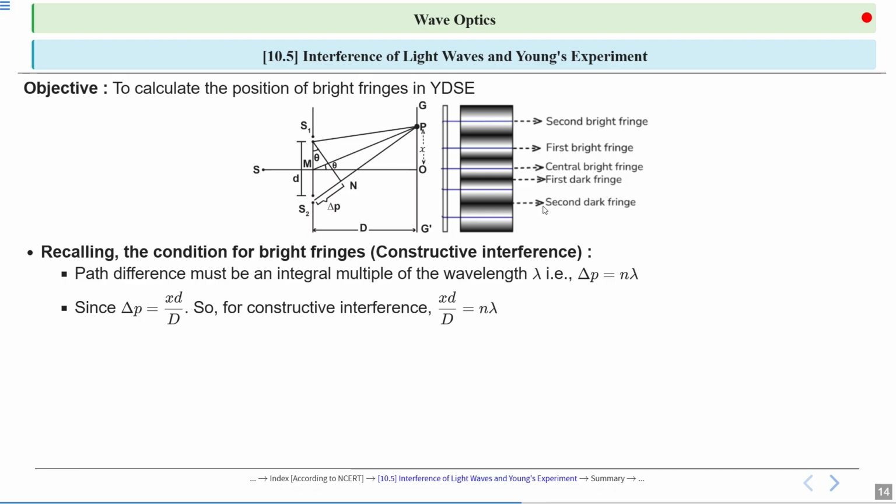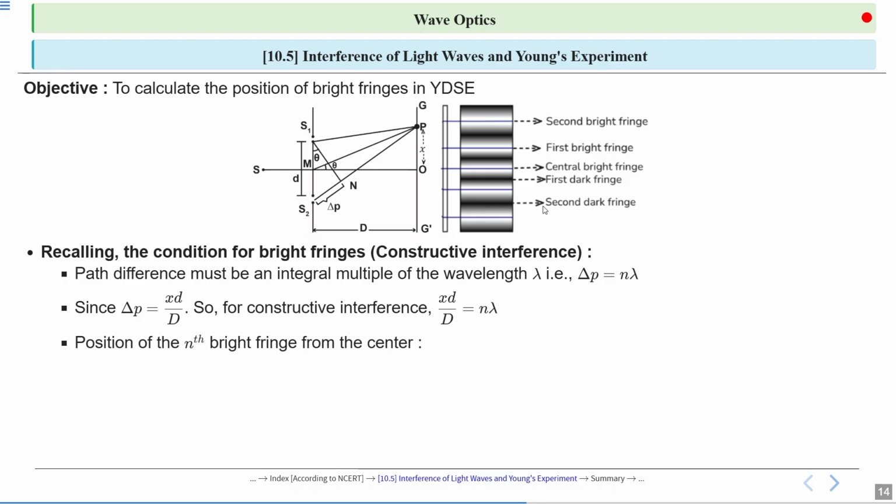Okay, so let's relate the path difference to the geometry of the experiment. The path difference, denoted as delta p, can be expressed as xd upon capital D, where x is the distance from the position of the central maxima to the point P, small d is the distance between the slits, and capital D is the distance to the screen from the slits. For constructive interference, this ratio must equal n times the wavelength.